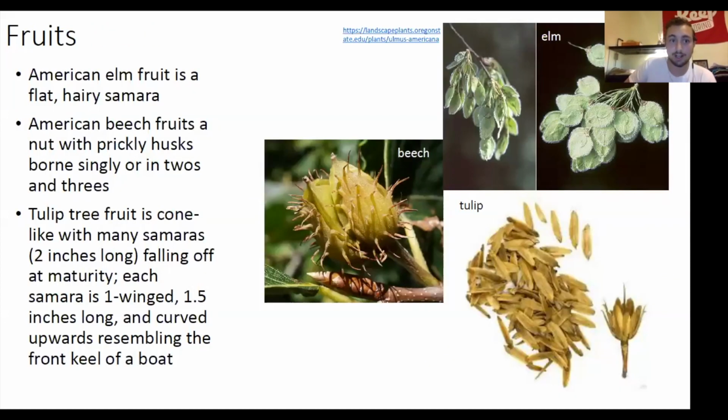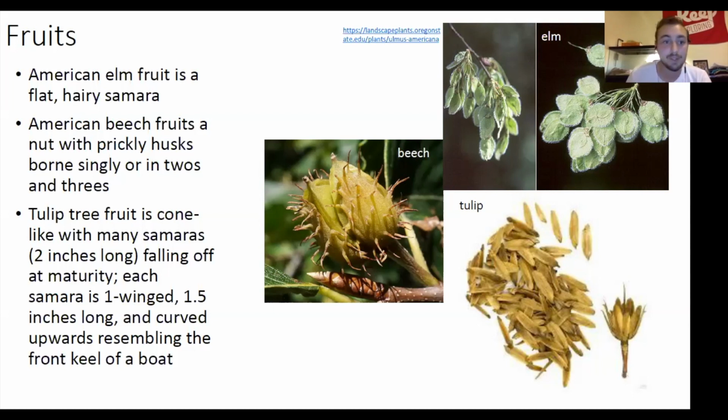So like I said, our American elm is a samara, but looks a lot different than the helicopters we're used to on maples. The wing is actually flat, and the seed is right there almost in the middle of it. Very differently shaped samara. Our American beech fruits have a prickly husk with a nut inside, usually in 2s or 3s along its stem.